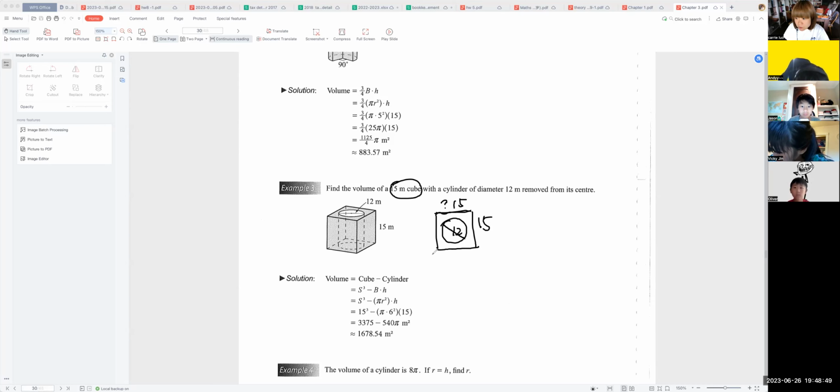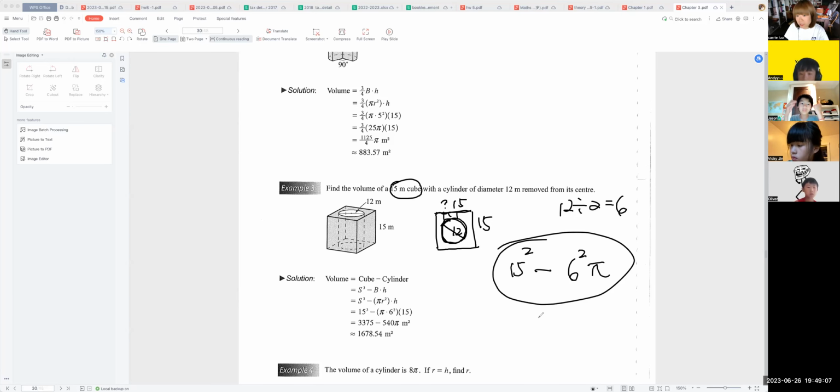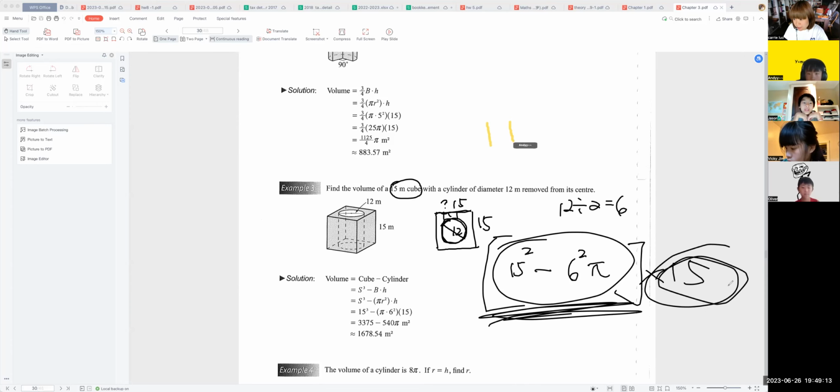Correct, everybody? So the area of the bottom is 15 squared minus what, Vicky? Minus the circle inside it. Correct, Andy? So what is the area of the circle inside? 12 divided by 2 equals 6. So 6 squared times pi. So that is a base, right? So we have the total thing times 15, because that's a base, that's a height. Okay, Andy, you understand? Good job.